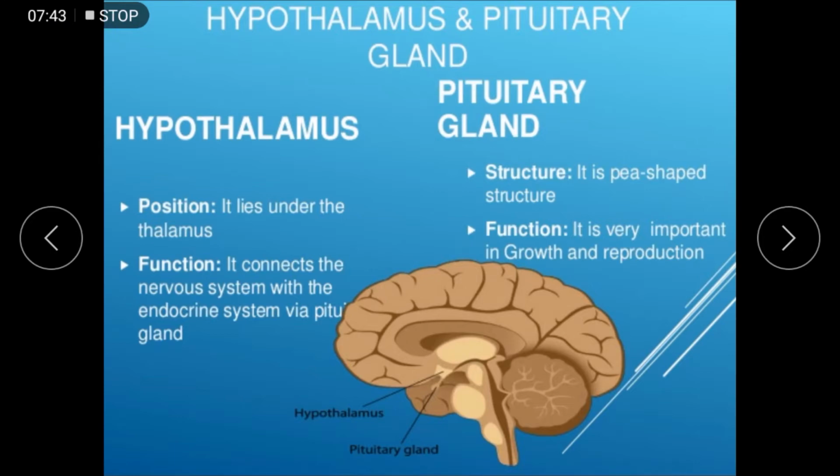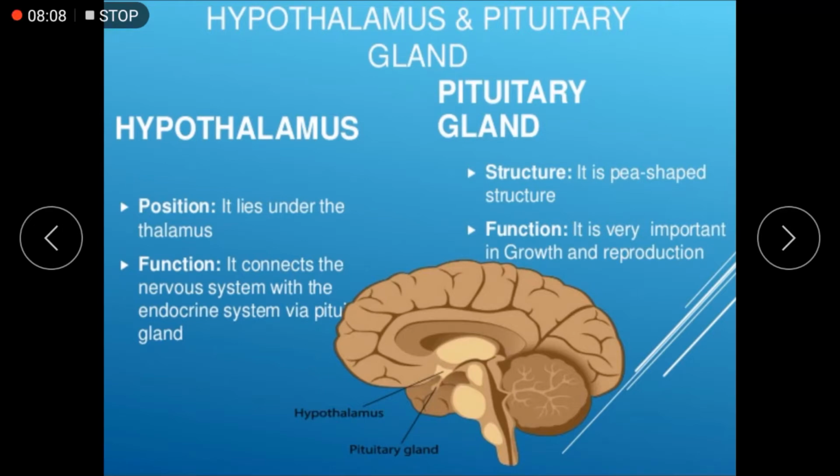Now, the gland that the hypothalamus will send a message to is the pituitary gland. This is called the master gland. Master gland means this is the main gland that will be stimulated, and the impulse will be received from the hypothalamus. So the hypothalamus is something like a connection between the nerves and the hormones. You got it? Okay.